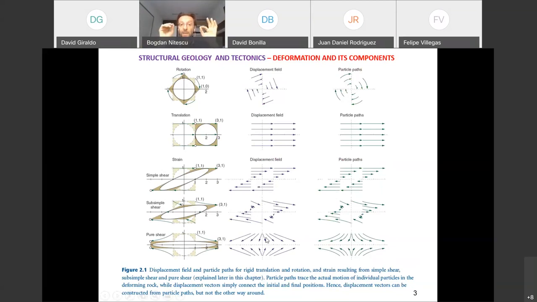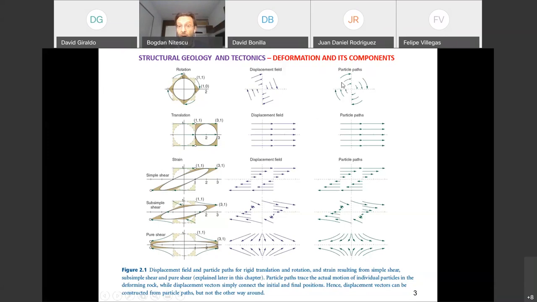So basically the displacement field shows you the initial state and the final state. It doesn't tell you anything about the history of movement. Yeah, the history of movement, you don't know it. All you know is this is the initial state. This is a final point of where each particle got moved. But how it moved, the pathway, you don't know it. So the pathway is described here.